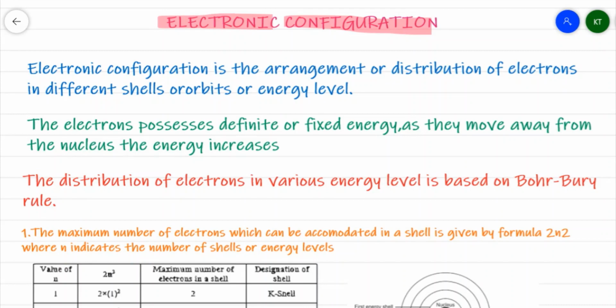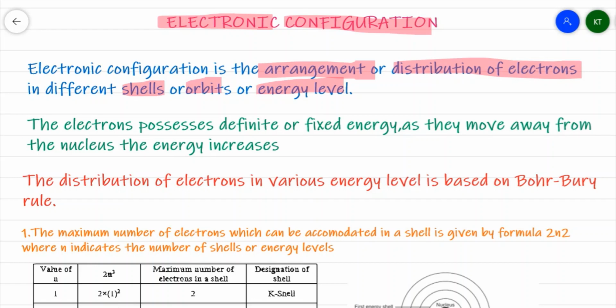In the previous video, we stated that the number of electrons revolve around the nucleus in designated spaces. Now all of them don't stay together. They are distributed in particular shells or levels. So this arrangement or distribution of electrons in various shells, orbits or energy levels is called electronic configuration.